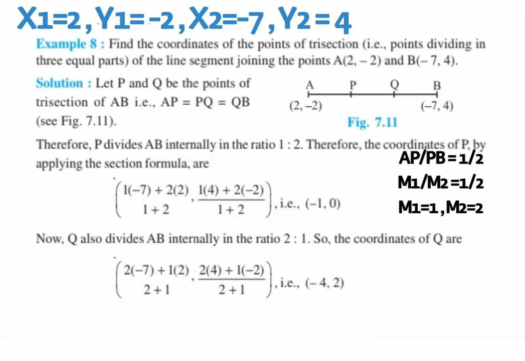Now here you can see that point Q is dividing AB in the ratio 2:1. If you take AQ upon QB, it will be 2/1. So in this case, m1 upon m2 is equal to 2/1. That is, m1 is equal to 2 and m2 is equal to 1. So again using the section formula, we will get (2 into -7 plus 1 into 2 by 2 plus 1, 2 into 4 plus 1 into -2 by 2 plus 1), which is equal to (-4, 2). So the coordinates of point Q are (-4, 2).